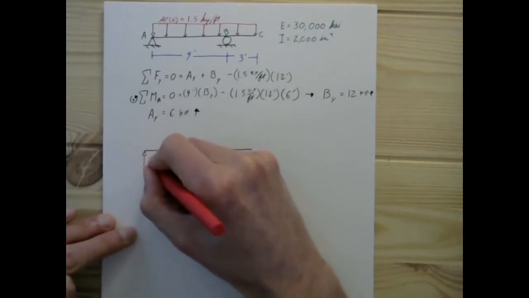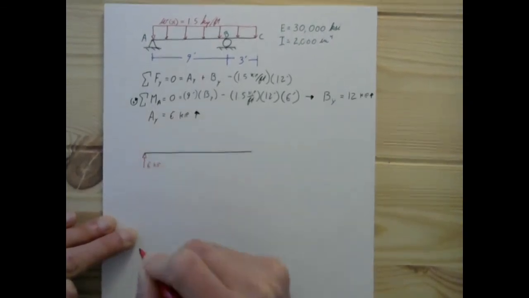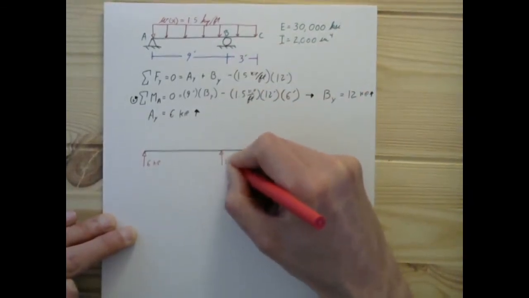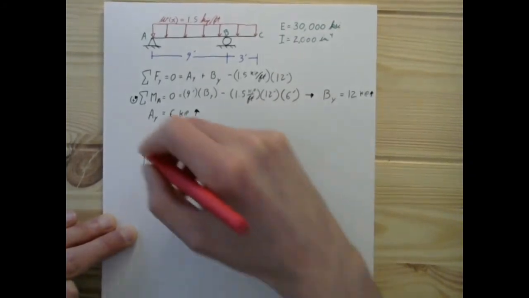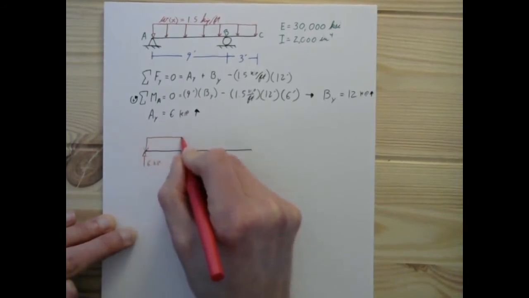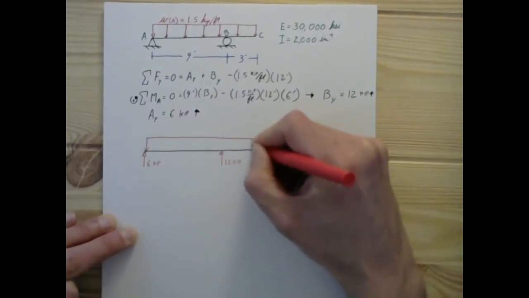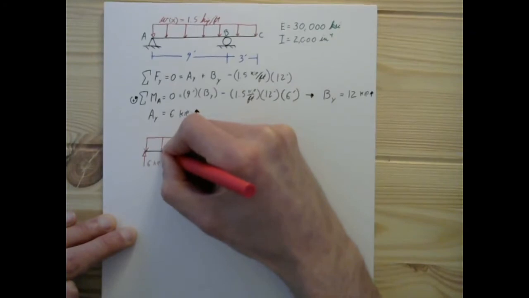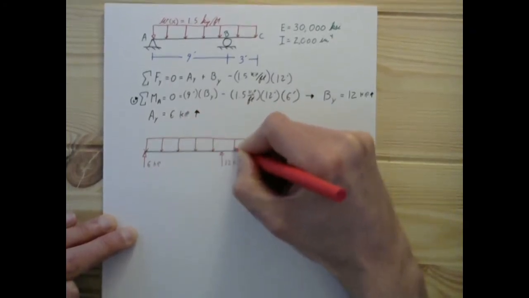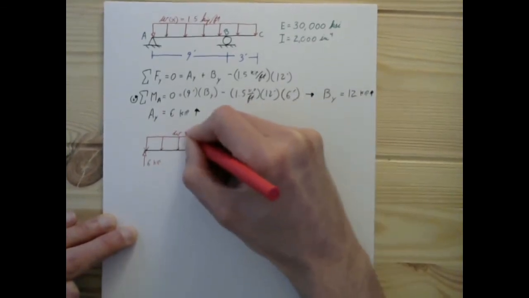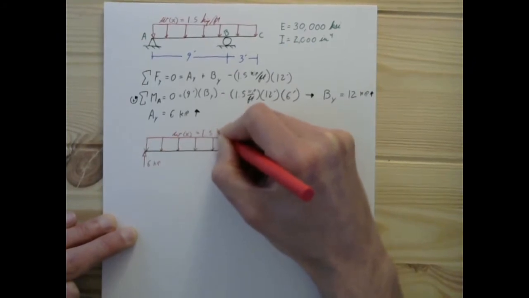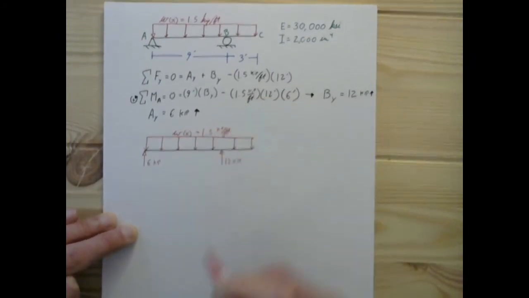So let's redraw this as a free body diagram. We've got a force right here, 6 kips. We've got a force right here that's 12 kips, and then that distributed load is still there. Oop, a little long. And that's still going to be w, 1.5 kips per foot.